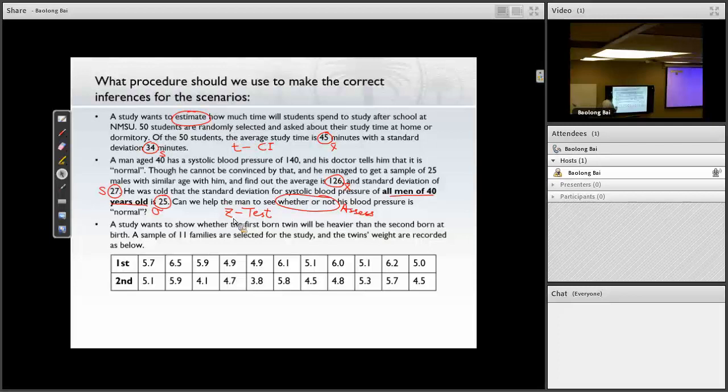Next question. A study wants to show whether the firstborn twin will be heavier than the secondborn at birth. A sample of 11 families are selected for the study, and the twins' weights are recorded as below. So you have the firstborn twin and the secondborn twin. We want to see whether or not the firstborn twin will be heavier than the secondborn. So this will be a hypothesis test, right? We're trying to see if something is true or false. It can be answered by yes or no.